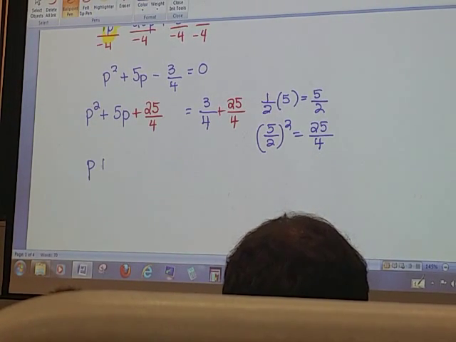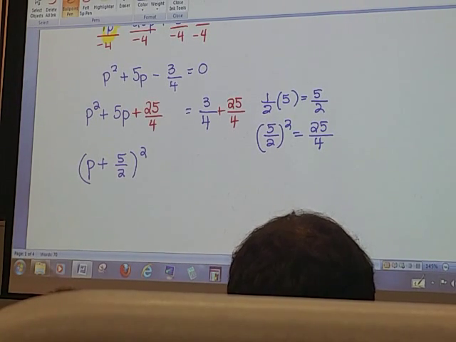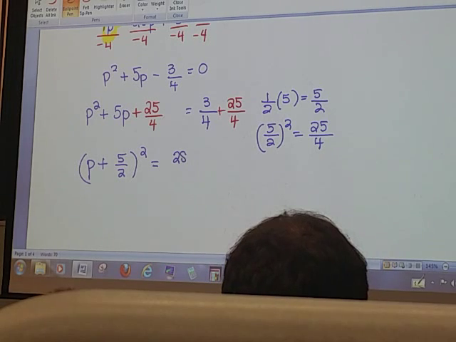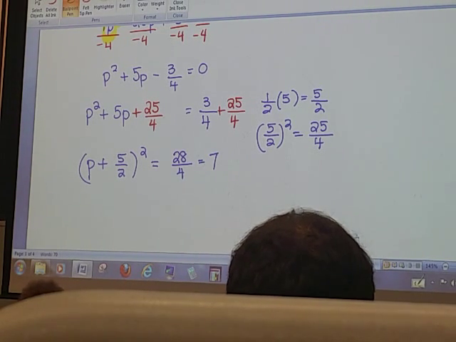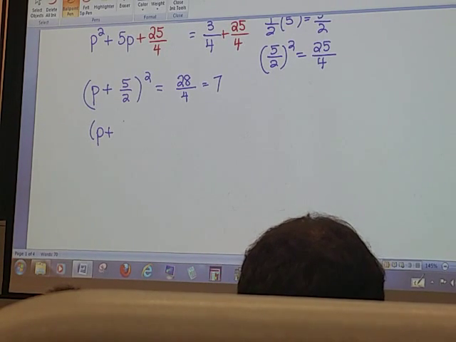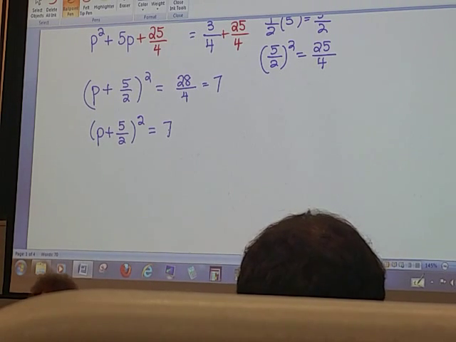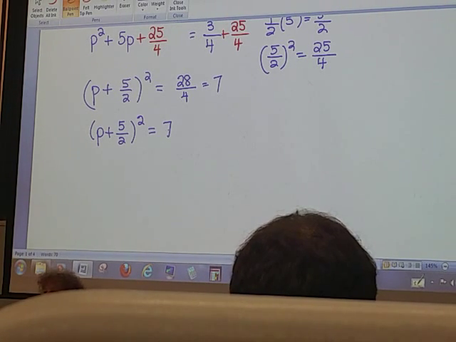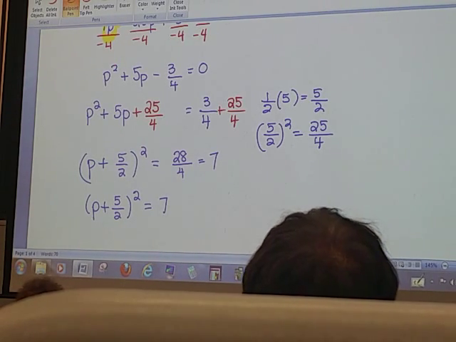Will be p plus 5 halves squared. And this will be 28 fourths, which is 7. We'll have p plus 5 halves squared equals 7. So that's the part that's completing the square. Now I started with a quadratic, and now I have a perfect square.